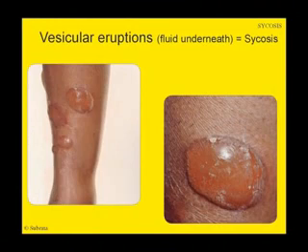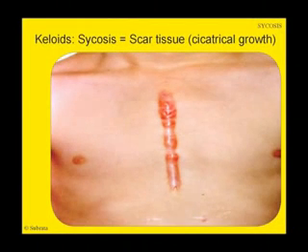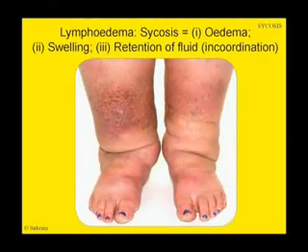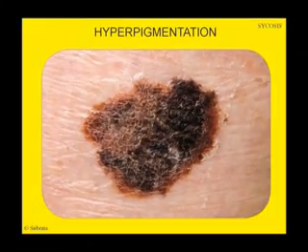Vesicular eruption, whenever we will find fluid underneath the skin, and that's psychosis, and that's important. Keloids, you could see over here, that's the growth, and that growth is hyper, and that hypertrophy or hyper or excess of deposition, and that's psychosis. This lymphedema, that's again swelling, excess, psychosis. Hyperpigmentation, from the word you understand this as a hyper, so hyperpigmentation is psychosis.